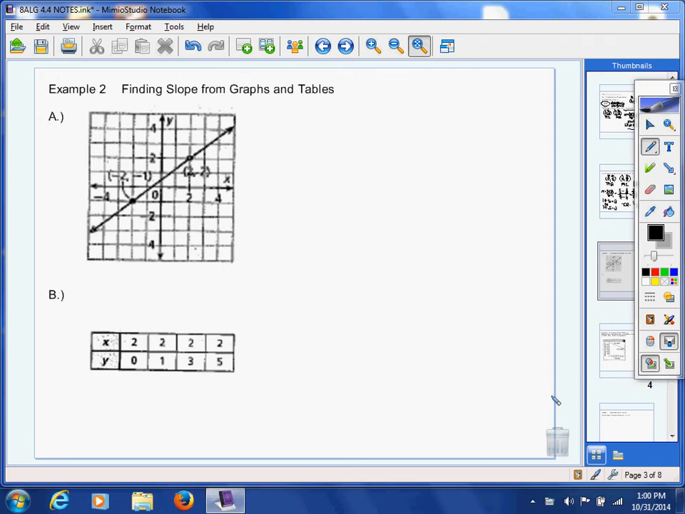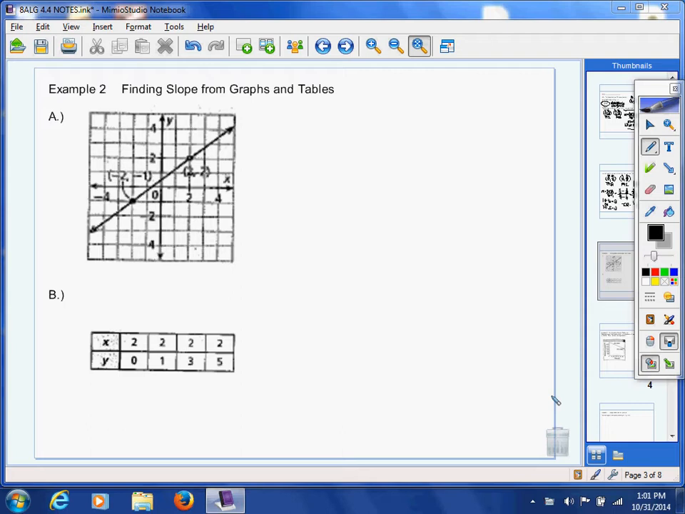Thompson. We are still in section 4.4, and this is example 2. We're going to find slope from both a graph and a table, and that's what you see on the page in front of you. So if you don't have your note packet, go ahead and get that out right now, and let's work on that.